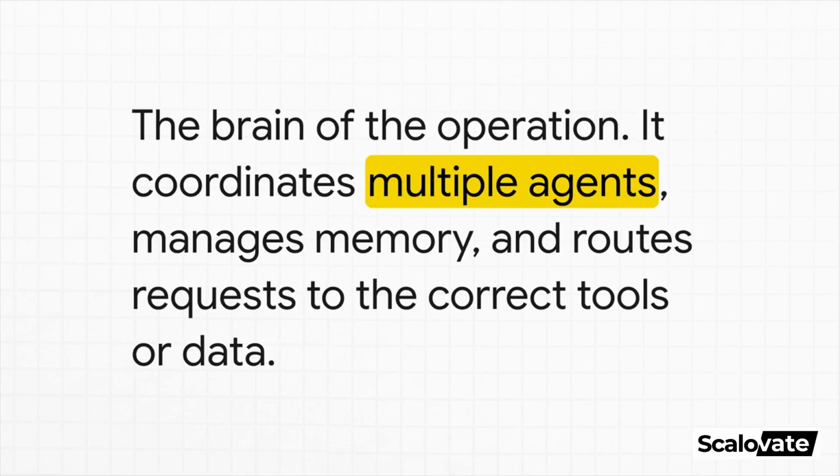Next up is the orchestration layer. Now, you can think of this as the air traffic controller for the whole operation. It coordinates lots of different AI agents, manages the system's memory, and decides exactly which tool or which database to tap into for your specific question. This is where the real problem-solving magic happens.